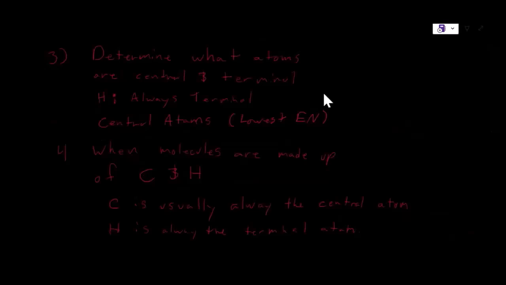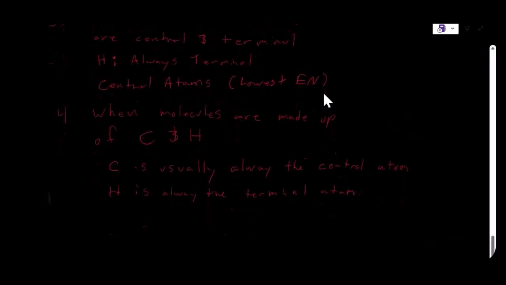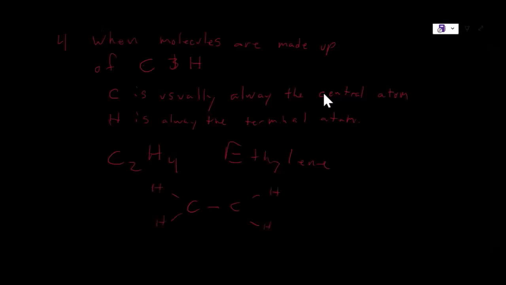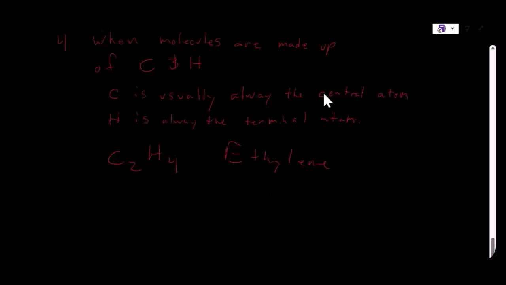And the fourth tip is when molecules are made up of carbon and hydrogen, carbon is usually always the central atom and hydrogen is always the terminal atom. This usually takes place in organic chemistry. An example would be C2H4, ethylene. The carbon atoms are the central atoms, so we have something like this, and then the hydrogens would come off the carbons, and they are the terminal atoms. But usually in all molecules made up of carbon and hydrogen, the carbon is the central atom and hydrogen is the terminal atom.